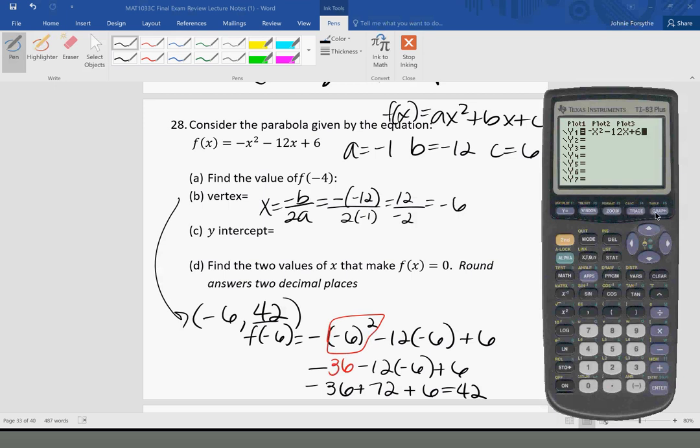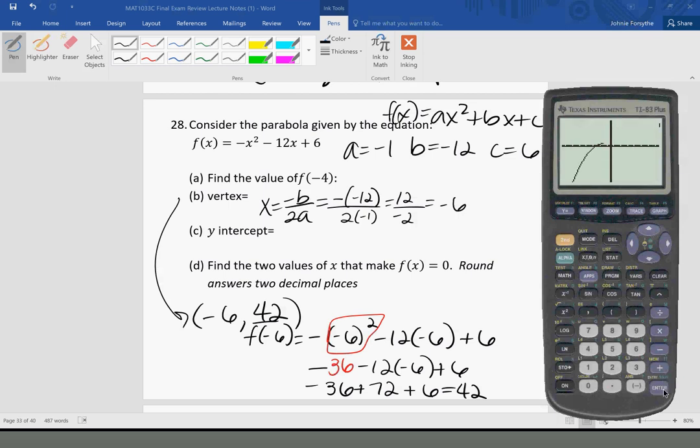So let's first graph. Let's say zoom. We want to make it to where we can see what we're talking about. So say zoom fit, because it may be a graph that's beyond the standard window. Press enter. So you can kind of see a part of your parabola here. It may be helpful to zoom out so you can see what's going on over here. So let's zoom out.